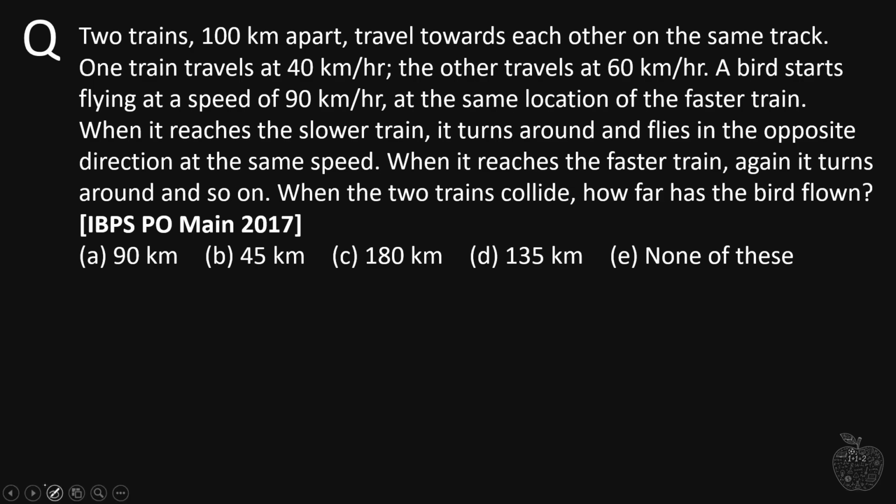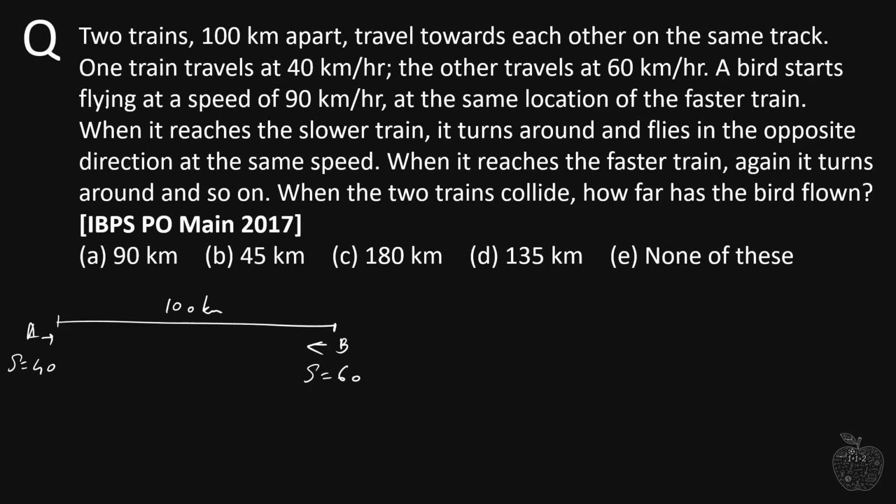Alright, so the question is telling me that there are two trains and they are 100 kilometers apart. This is train A, this is train B. They are both moving towards each other on the same track. One train is traveling at 40 kilometers per hour, so we are given the speed of train A, which is 40, and the other travels at 60, so the speed of train B here is 60.